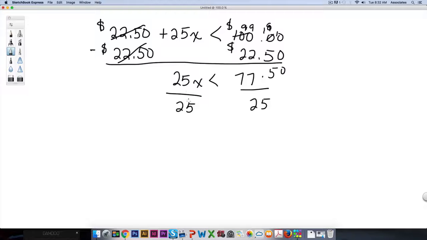Because the inverse of multiplying by 25 is dividing. I divided by a positive, so the inequality is not going to change. So I need to divide 25 into $77.50. With dividing decimals, the decimal comes straight up.